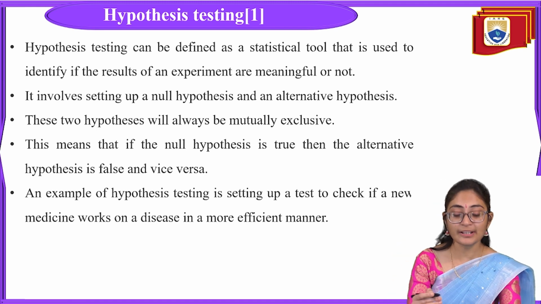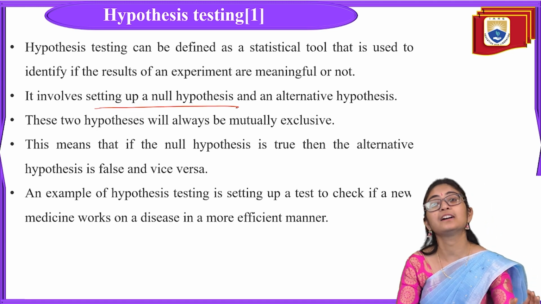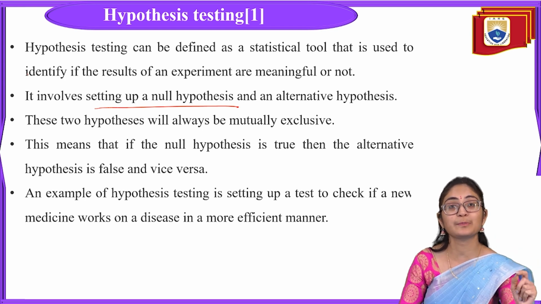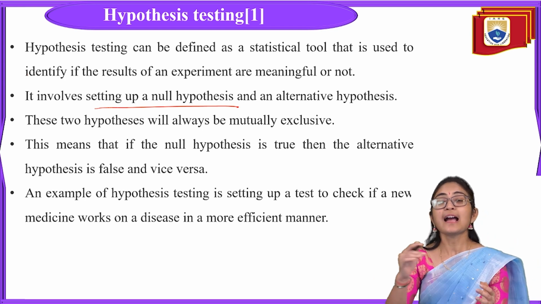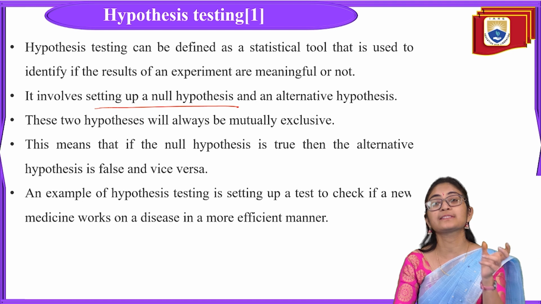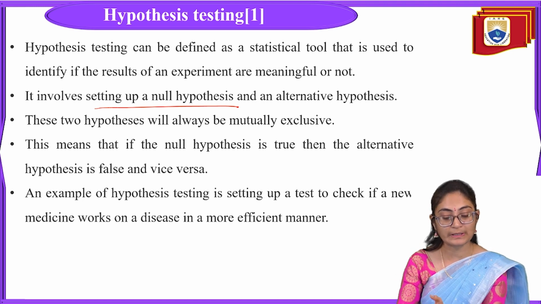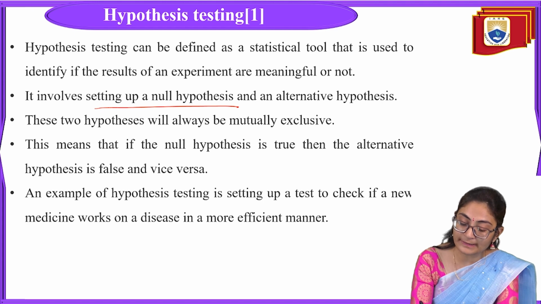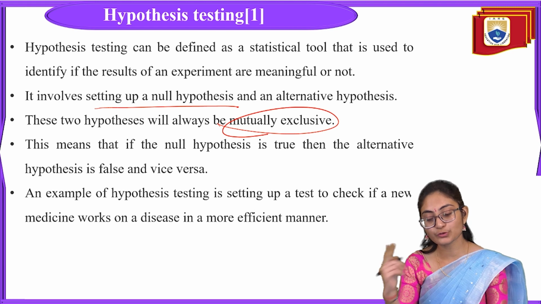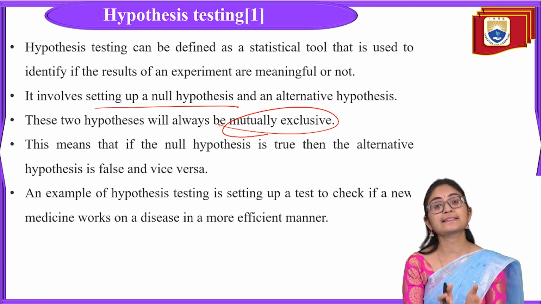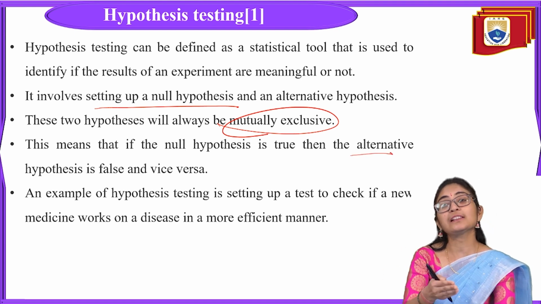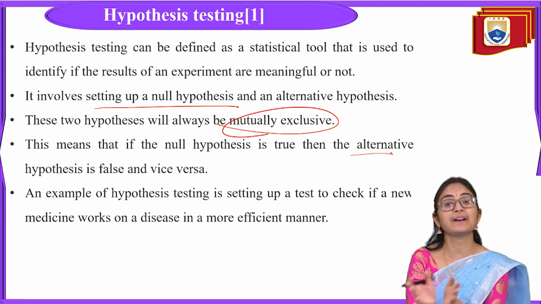And that involves setting up a null hypothesis and an alternative hypothesis. These two hypotheses are always mutually exclusive. This means if the null hypothesis is true, then the alternative hypothesis is false, or if the alternative hypothesis is true, then the null hypothesis is false. That condition will be vice versa.